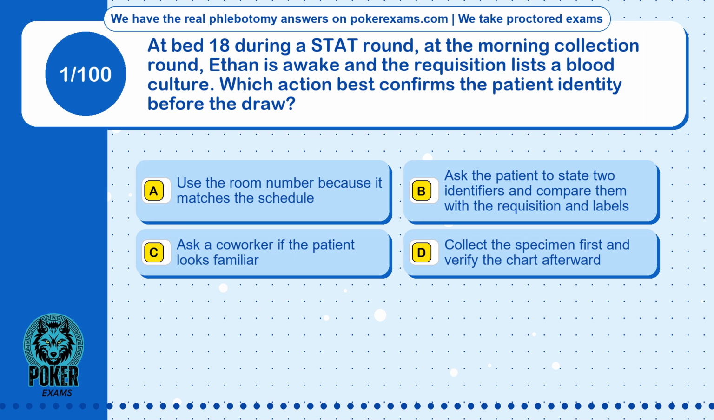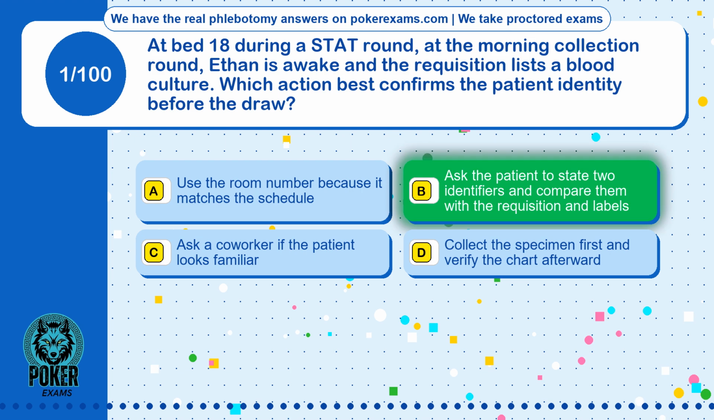Question 1. At bed 18 during a stat round, at the morning collection round, Ethan is awake and the requisition lists a blood culture. Which action best confirms the patient identity before the draw? Option A. Use the room number because it matches the schedule. Option B. Ask the patient to state two identifiers and compare them with the requisition and labels. Option C. Ask a co-worker if the patient looks familiar. Option D. Collect the specimen first and verify the chart afterward.